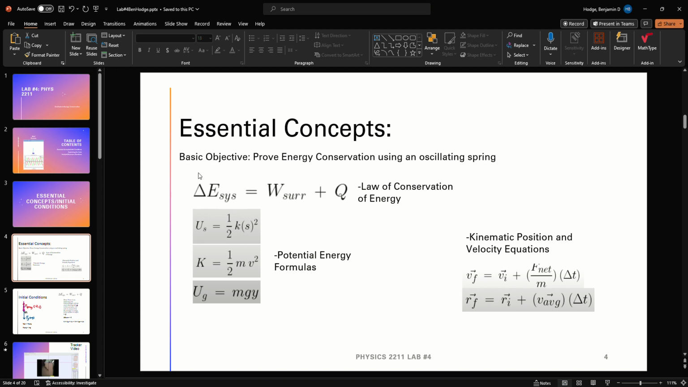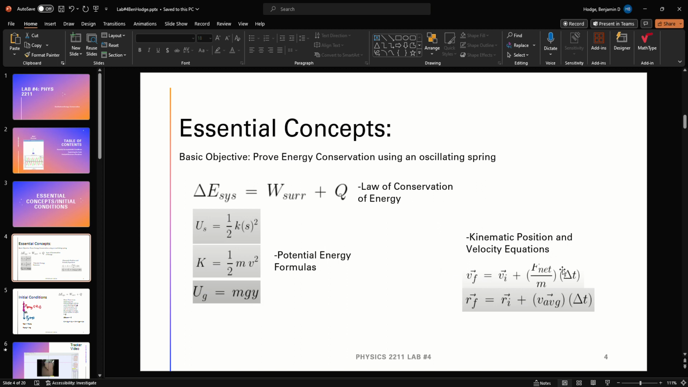First, energy conservation. The energy of the system is going to be equivalent to the surrounding work plus Q. We're not really dealing with Q, but there's no surroundings, so we'll deal with that in a second. However, the three formulas for our energies are spring potential energy, which is this, kinetic energy, which is this, and gravitational potential energy, which is this. Since we're close to the Earth, we're not using a complicated one.